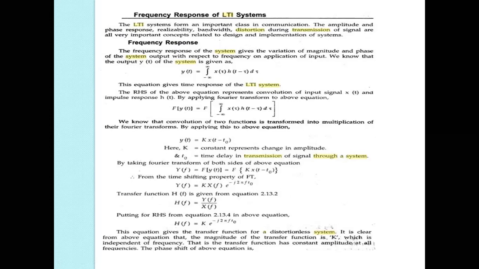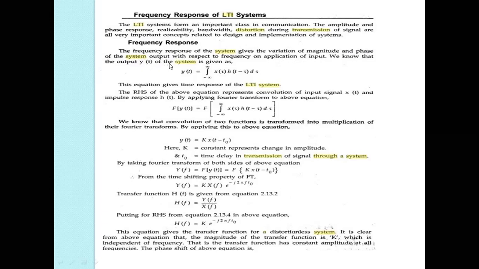Okay, in the linear time invariant system, the amplitude, phase response, reliability, bandwidth, and the distortion during the transmission of a signal are all very important concepts related to the design and implementation of the system. So now you can see the frequency response. The frequency response of the system gives the variation of magnitude and phase of the system output with respect to the frequency on application of the input.